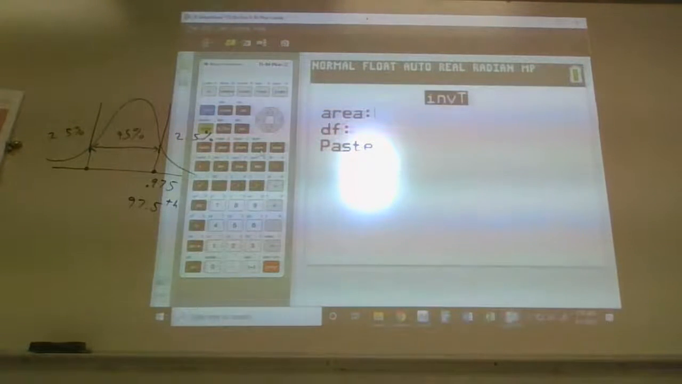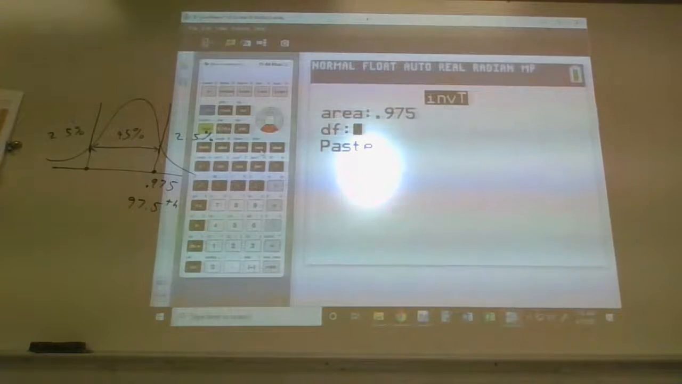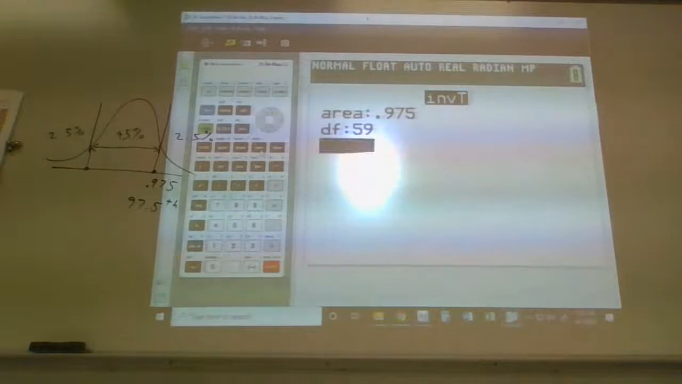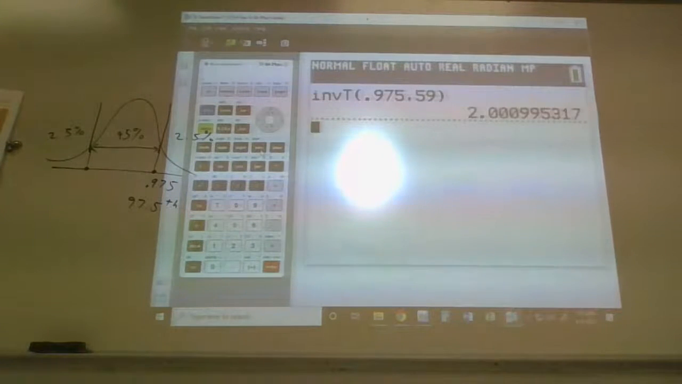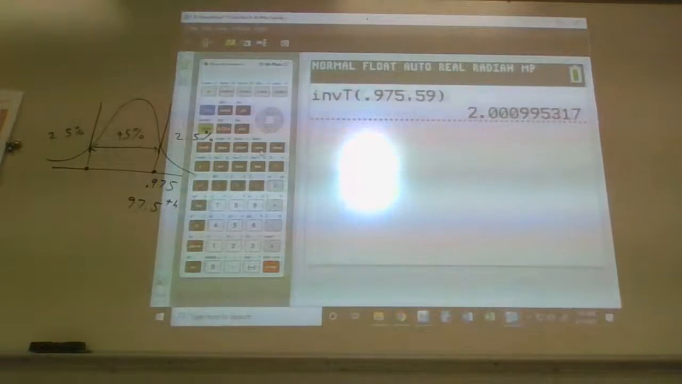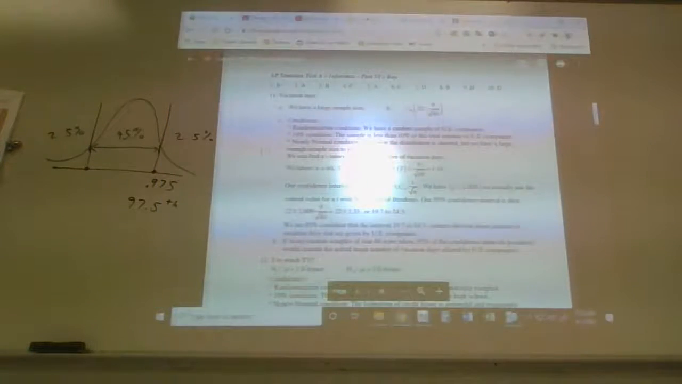And again, notice DF, you know it's degrees of freedom, 0.975. Degrees of freedom in this case are 59. Boom, there's my T star. Hold on. 2.001. Approximately 2.001. There we go.